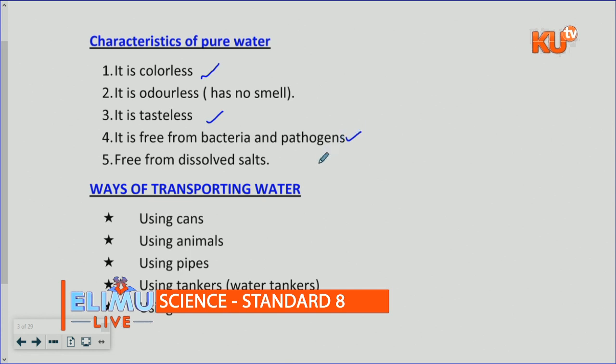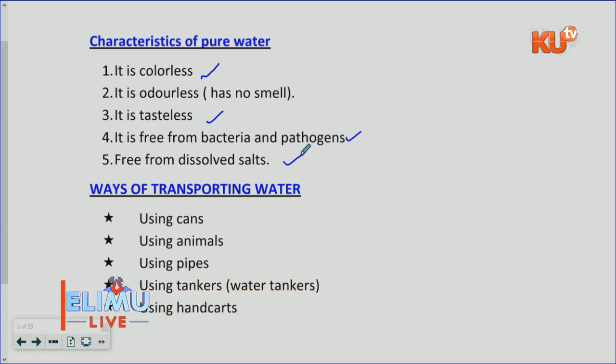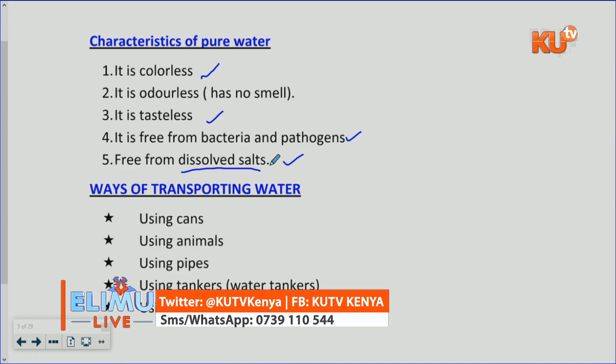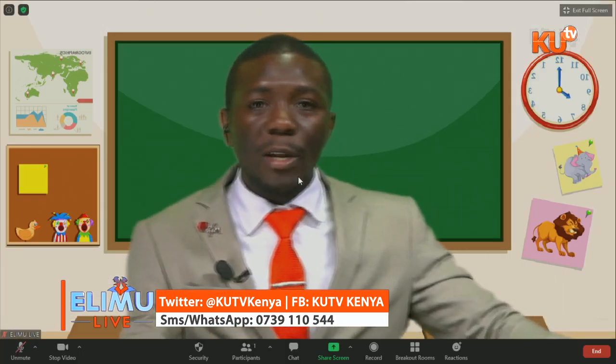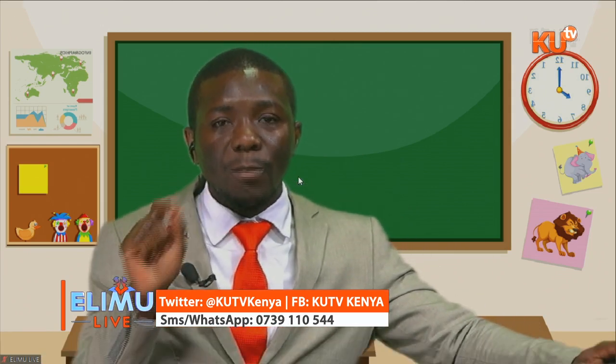This pure water, the last characteristic is that it is free from dissolved salts. It does not have any dissolved salts. And this one, I want you to mark very well, candidates, because you shall learn about something called soft water again on this topic called water. Soft water, we know, has little or no dissolved salts. But pure water here is free from dissolved salts. So I think you know now the difference between pure water and soft water.